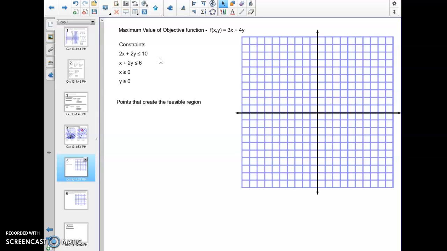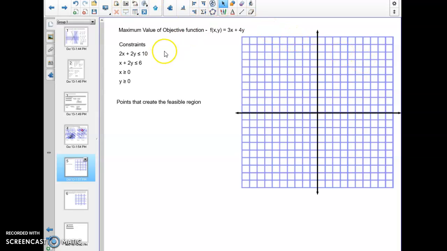Alright, so now we're going to move on to linear programming. So we're given our objective function, we're given our constraints, and we need to find the points that create the feasible region. So the first thing I need to do is graph these 4 lines. So x is greater than 0 and y is greater than 0 means we're dealing with the first quadrant. X greater than 0 means to the right, y is greater than 0 means up, so we can consider the entire first quadrant shaded in.